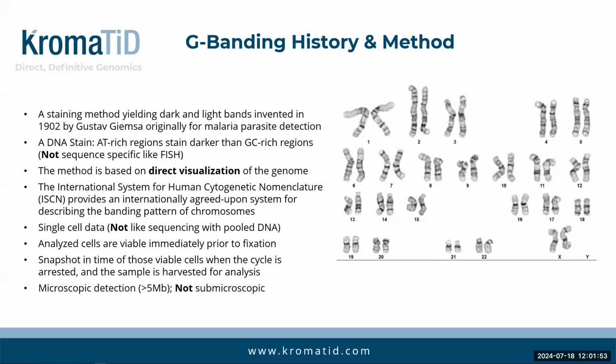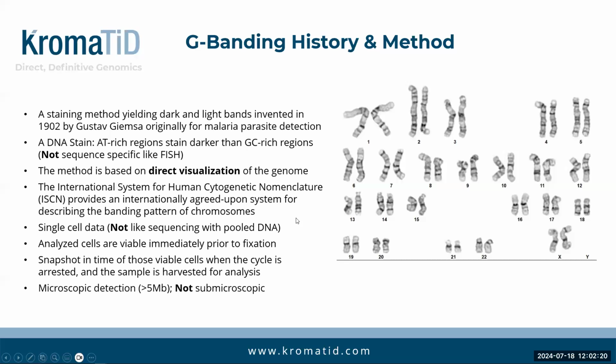So first, we're going to walk through a little bit of history and information. It's a staining method yielding dark and light bands. It was invented in 1902 by Gustav Giemsa. Again, it is a DNA stain, so AT-rich regions stain darker than GC-rich regions, and yields a direct visualization method. So you can see that example in the image to the right.